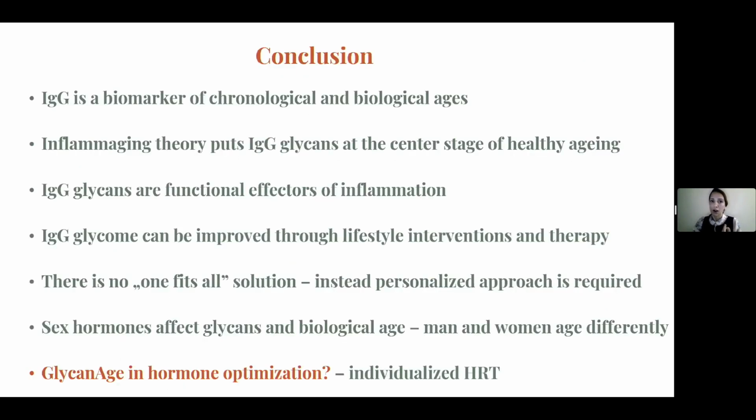So to conclude, IgG is a biomarker of chronological and biological aging. The inflammaging theory puts IgG glycans at the center stage of healthy aging, and the IgG glycans are functional effectors of inflammation in this case. And IgG glycan can be improved both through lifestyle interventions and therapy, but unfortunately, often there is no one-fits-all solution. Instead, a personalized approach is needed, and we believe we have a marker which can allow it.